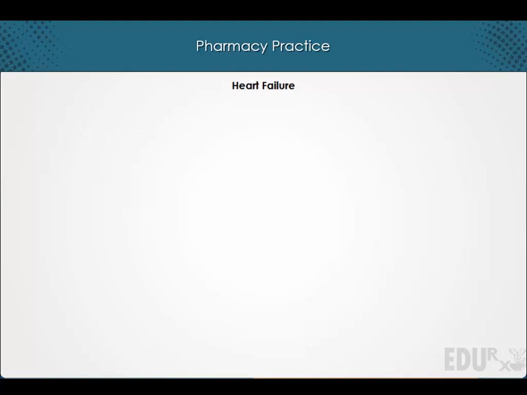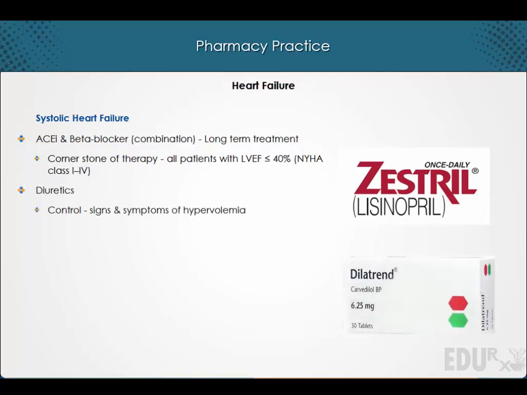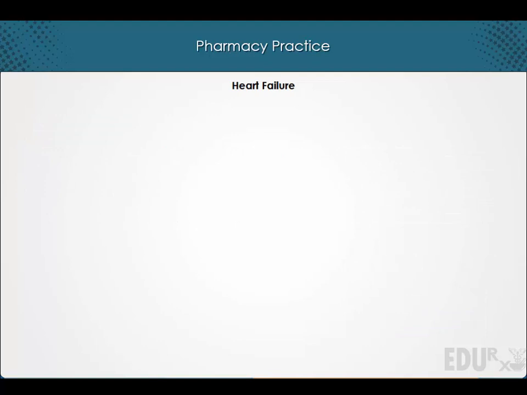Pharmacologic choices in the management of systolic heart failure. In the absence of contraindications, the cornerstone of therapy for systolic heart failure in all patients with a left ventricular ejection fraction less than or equivalent to 40% is long-term treatment with the combination of an angiotensin-converting enzyme inhibitor and a beta blocker. Here again, diuretics are used to control signs and symptoms of hypervolemia.